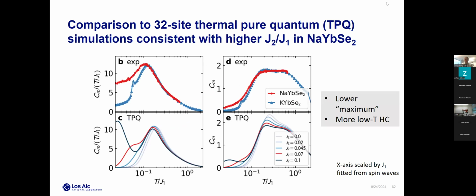So we tried to be more quantitative about this. We compared the data scaled by J1 to thermal pure quantum, which is an exact diagonalization technique, simulation of 32 sites, just to see, is this trend with the heat capacity consistent with higher J1, J2 values? The short answer is yes. In the theory, if you increase J2, you get a lower maximum in heat capacity. You also get more low temperature heat capacity, and we see both of these things. So this is consistent. Yes, the sodium version has a larger J2, is closer to the spin liquid.